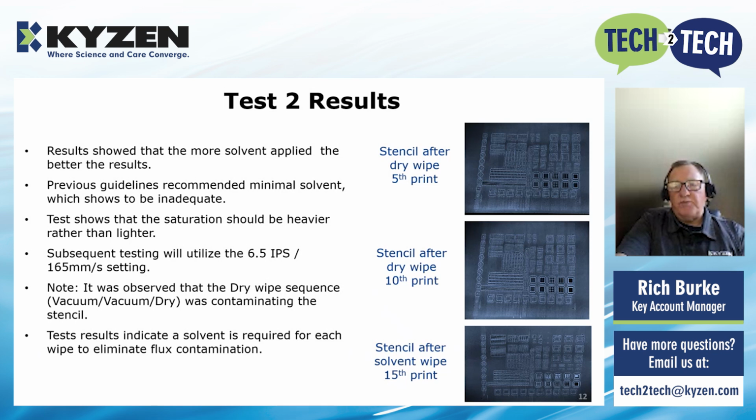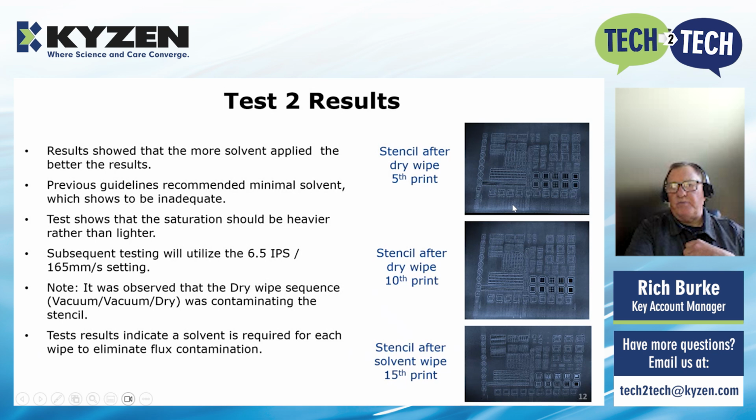It is also noted that the dry wipe sequence, which would be a vacuum dry, was not very effective. In fact, what we were really looking at is likely the vacuum jarring the solder paste out of the apertures and then smearing that across the stencil. And you can see that here if you look at these images.